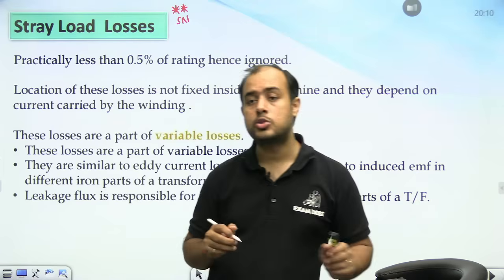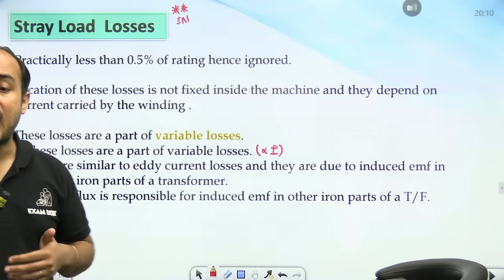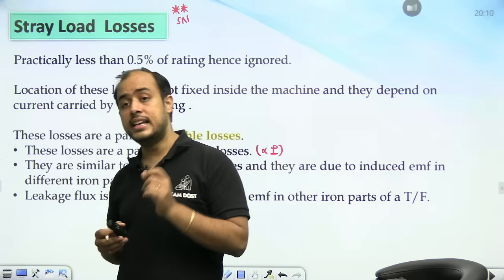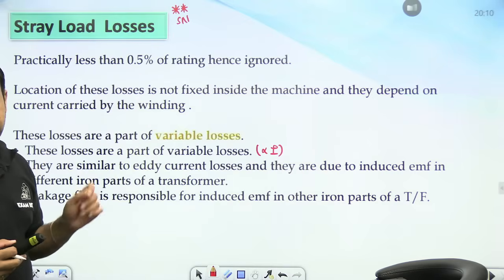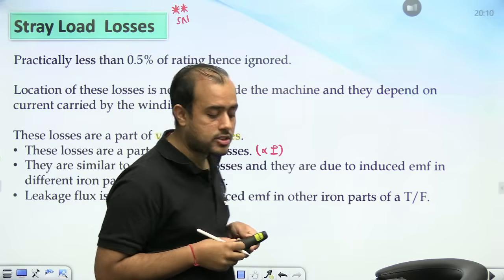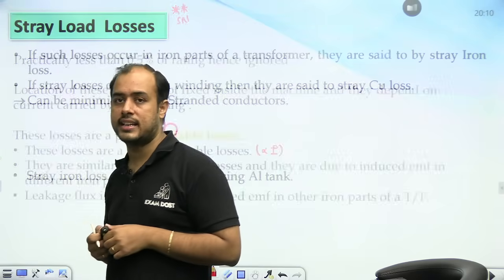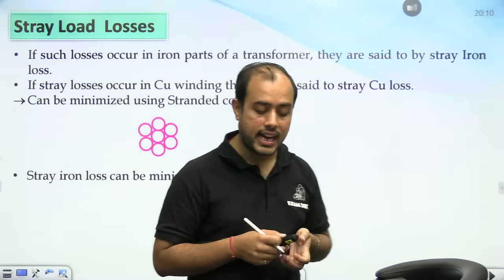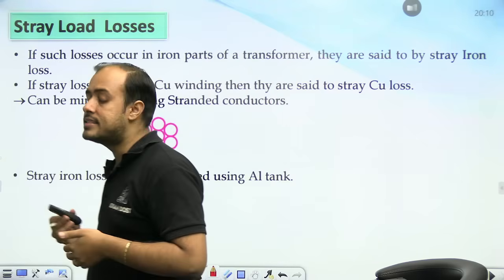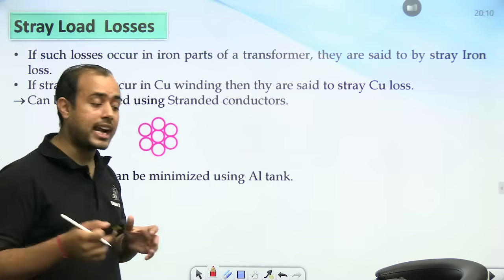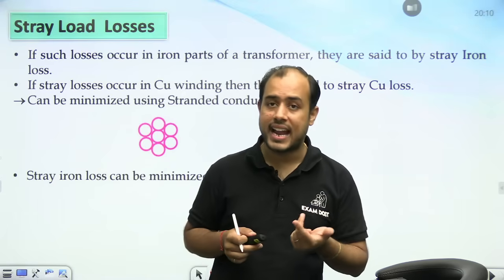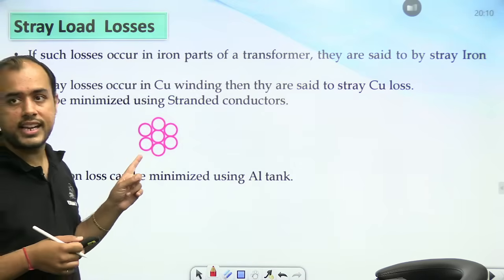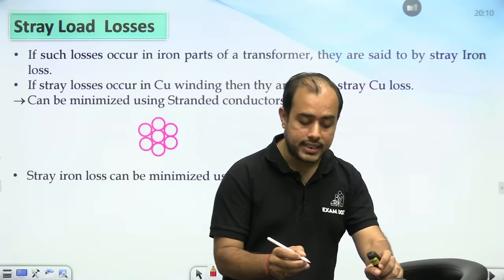So these are similar to the eddy current losses and are due to the induced EMF because of the leakage flux. Leakage flux से जो induced EMF आता है उसकी वजह से होते हैं in different iron parts of the transformer, that is called the stray load loss. So if such losses occur in the iron part, they are said to be stray iron loss. If these losses occur in the copper winding, that means even in the copper winding there are eddy currents, so they are called stray copper loss. To minimize the stray copper loss, you can use a stranded conductor.